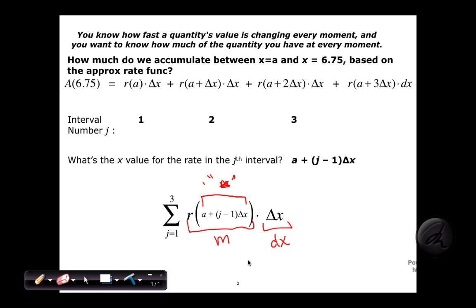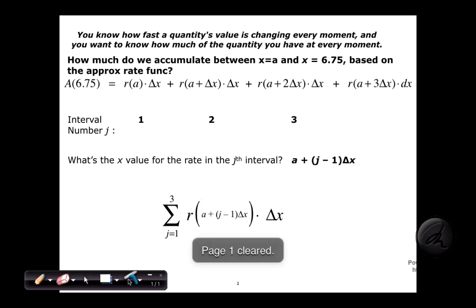If I substitute in j equals 184, this expression here would give me the rate in the 184th interval by finding the x value at the left end of it, finding the rate function there, and then multiplying by the width of that interval. Doesn't matter what number, whatever number I substitute in, this gives me a way to calculate the rate at the left side of that interval times the width.